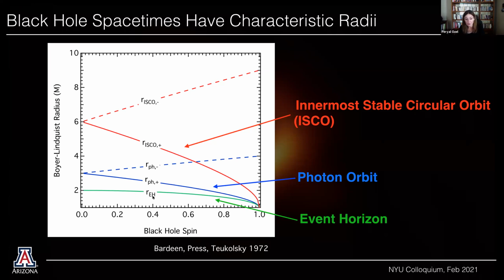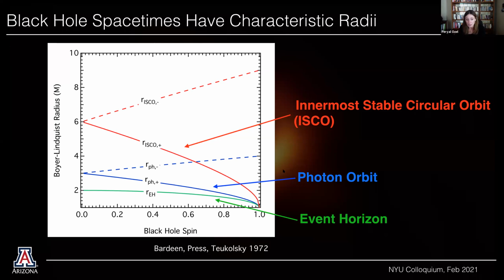Interior to that is the event horizon. And what we're plotting here on this graph is the radius in units of black hole mass as a function of the black hole spin, because all of these characteristic radii have a spin dependence. So for example, the event horizon is at 2M for a non-spinning black hole and at 1M for a maximally spinning black hole. This is the photon orbit. And then there is this characteristic radius called the ISCO, the innermost stable circular orbit, at which point there are no longer circular orbits for matter, and matter loses angular momentum support and falls in towards the black hole.